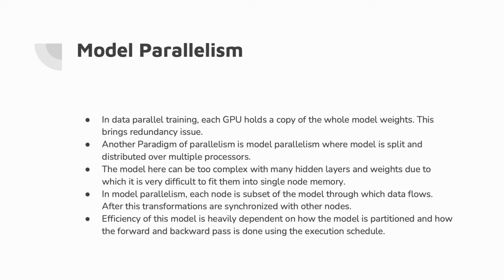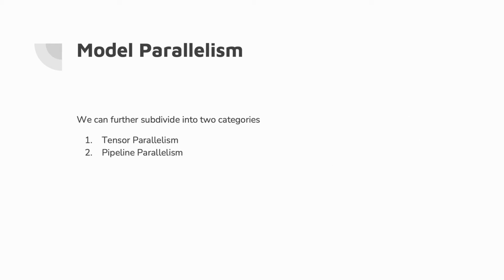So in model parallelism, each node holds a subset of the model through which data flows. After this, transformations are synchronized with other nodes. The efficiency of the model using model parallelism is heavily dependent on how the model is partitioned and how the forward and backward pass is done using the execution schedule. Next, we can further subdivide model parallelism into two categories. The first one is tensor parallelism and the second one is pipeline parallelism.